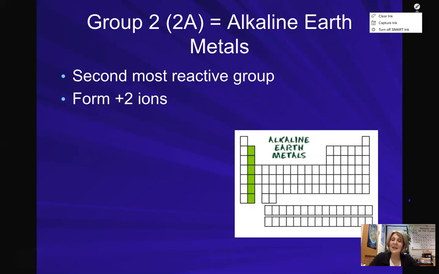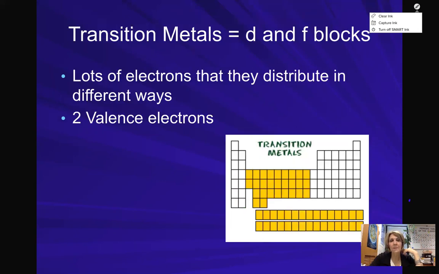The next column is the alkaline earth metals, and they are the second most reactive group. The alkali metals are the most reactive. This group, group 2, or this family called the alkaline earth metals, are the second most reactive group, and they like to form a +2 ion when they have a chance. Okay, so obviously the atoms are neutral. They have the same number of protons as electrons, but when these guys have a chance, they like to lose 2 electrons to be more stable, to have a noble gas configuration.